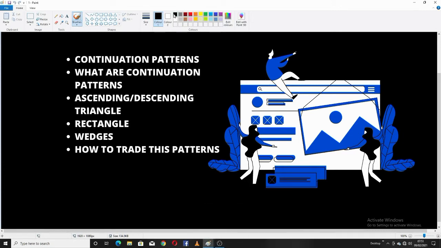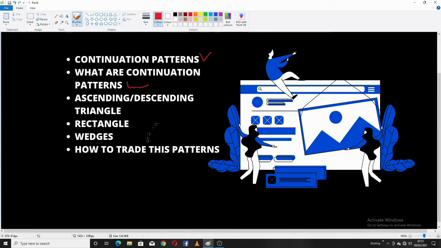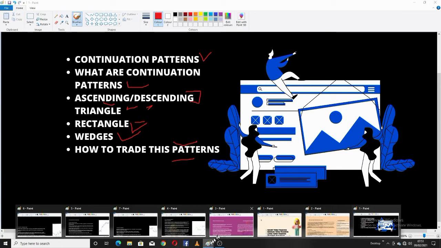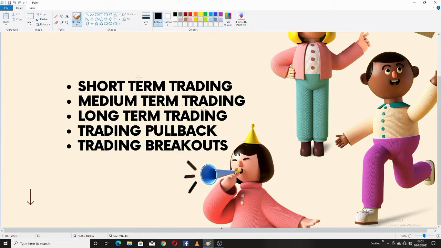Last week, the last lesson was on continuation patterns. As you know, we have reversal patterns and continuation patterns. In the last lessons we explained what continuation patterns are, and then we named a few continuation patterns like ascending and descending triangles. We then named rectangles, also channels, and then we went on to talk about wedges and how to trade these patterns. So today let's continue and look at how the market works and how the market moves.